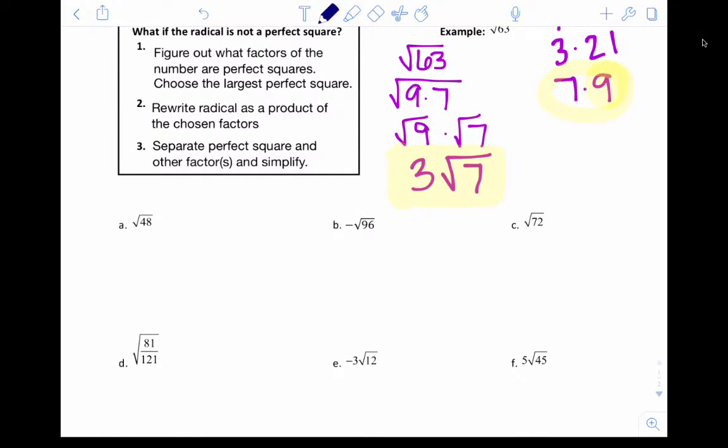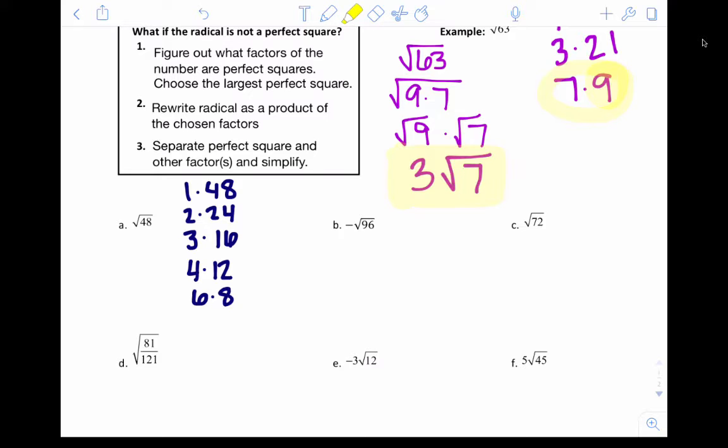So let's go ahead and try a few examples. I have the square root of 48. Until I get a lot of practice with this, I'm going to write out all my factors. So I'm going to write out 1 times 48, 2 times 24, 3 times 16, 4 times 12, and 6 times 8. So those are all my factors of 48.